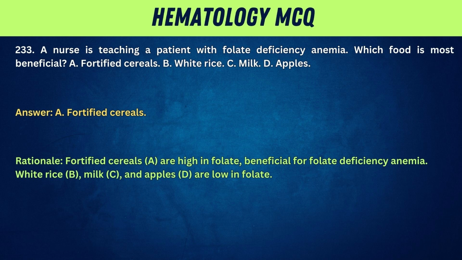233. A nurse is teaching a patient with folate deficiency anemia. Which food is most beneficial? A. Fortified cereals. B. White rice. C. Milk. D. Apples. Answer: A. Fortified cereals. Rationale: fortified cereals, A, are high in folate, beneficial for folate deficiency anemia. White rice, B, milk, C, and apples, D, are low in folate.